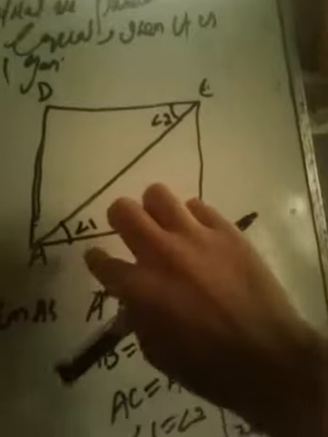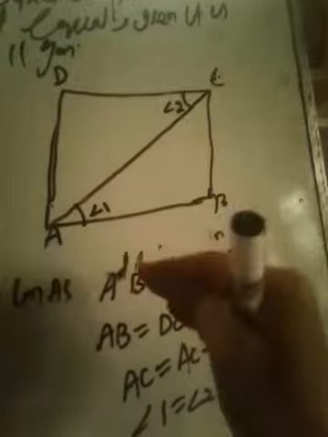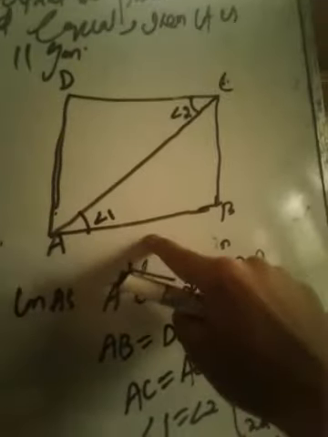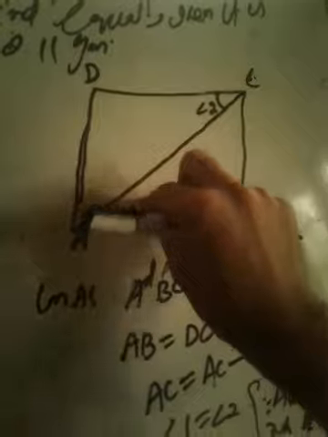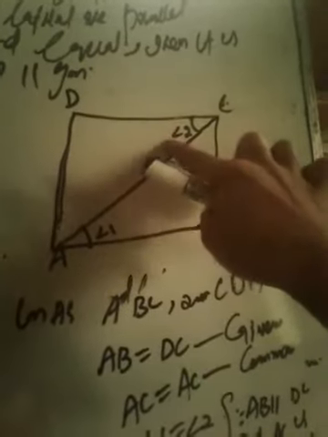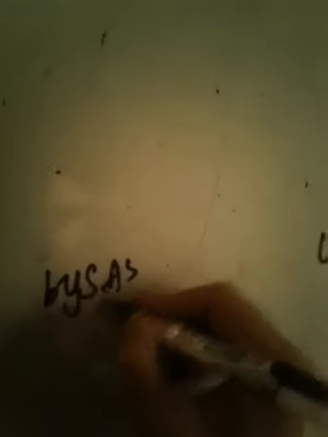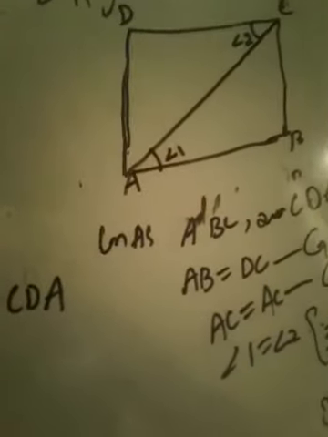Now have a look. By what criterion are these two triangles congruent? This is AB, this is AC, and the included angle. This is CD, this is AC, and the included angle. By SAS, triangle ABC is congruent to triangle CDA.